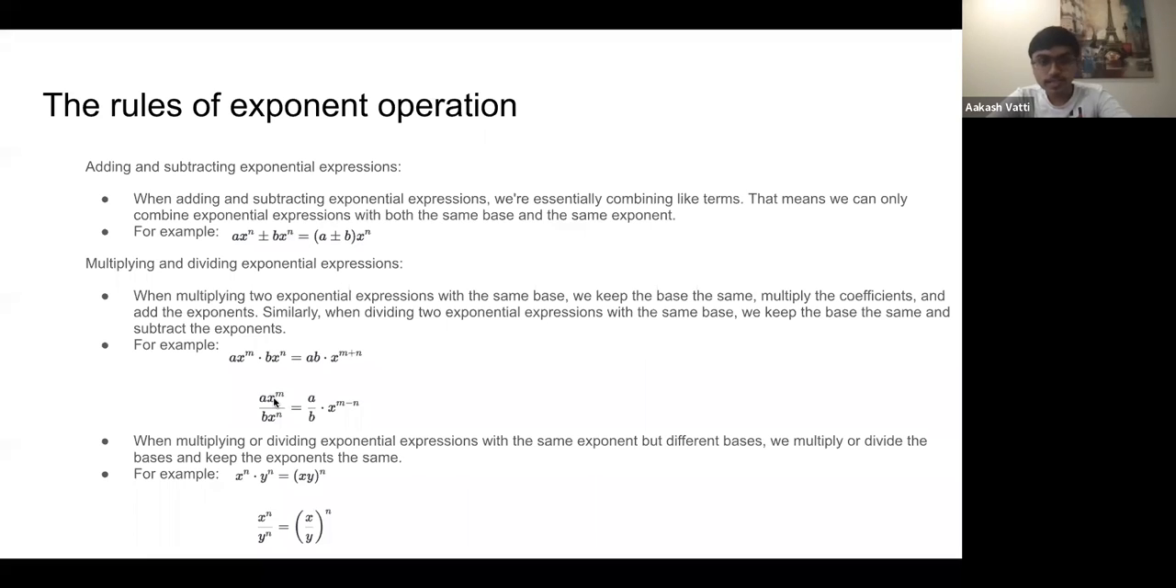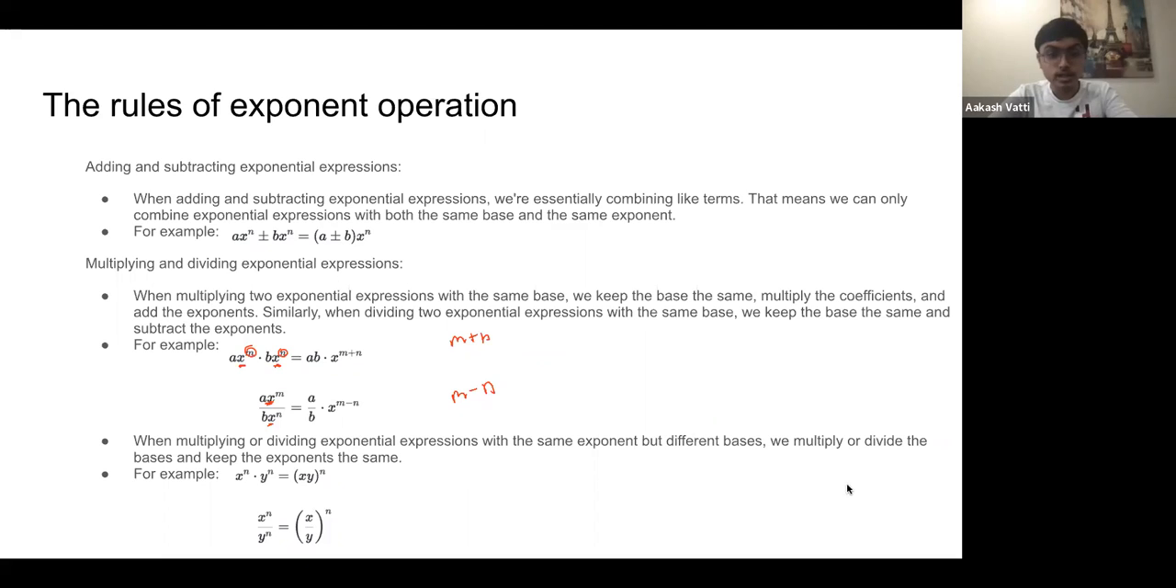For dividing, it would be ax^m over bx^n, which is the same as a over b times x to the m minus n. So for exponents, multiplication is the same as adding the exponents. When you have an exponent on this side and an exponent here, and the base is the same, you can just add the two exponents together, m plus n. It's the opposite for division. When the two bases are the same, you can just subtract the two exponents.